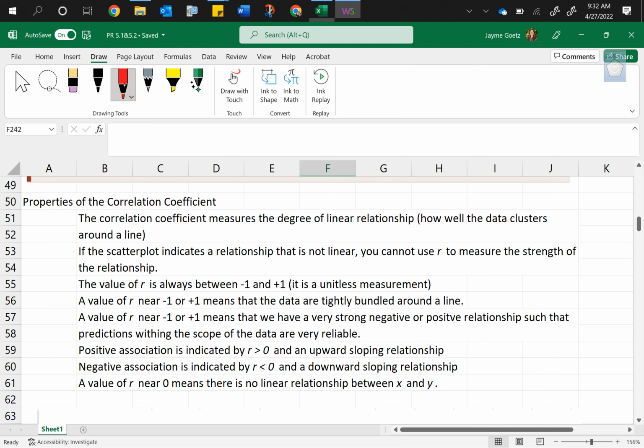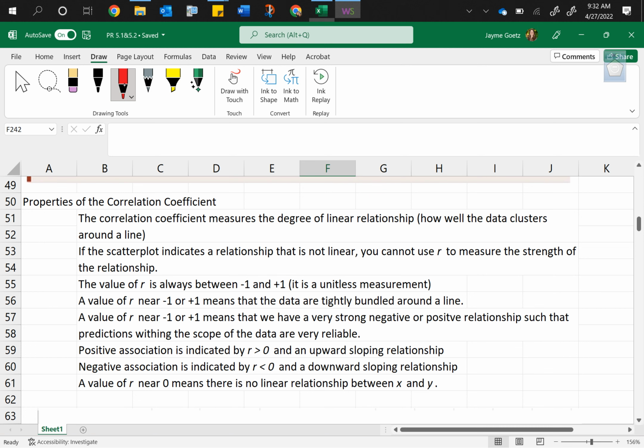The value of r has to be in between -1 and +1. So it's like a little number line from -1 to +1. It is a unitless measurement. It has no units. A value of r near -1 or +1 means the data are tightly bundled around a line. A value of r near -1 or +1 means we have a very strong negative or positive relationship, such that predictions within the scope of the data are very reliable. A positive association is indicated by r greater than 0 and has an upward slope. A negative association is indicated by r less than 0 and a downward slope. And a value of r near 0 means there is no linear relationship between x and y.